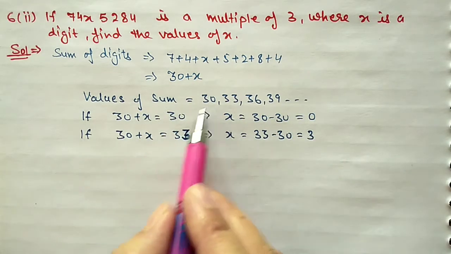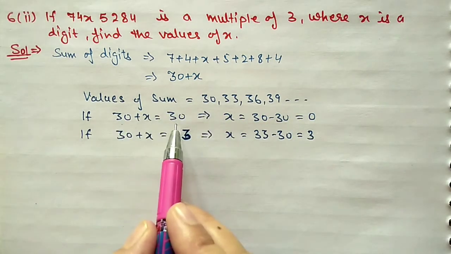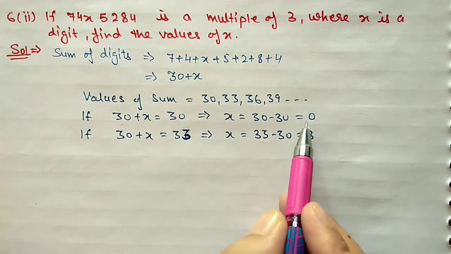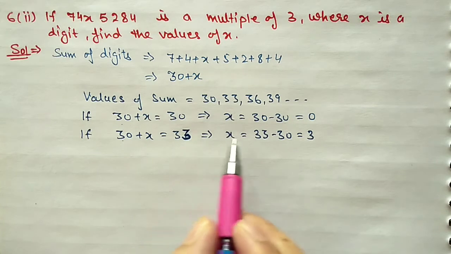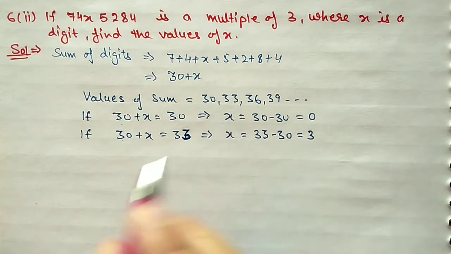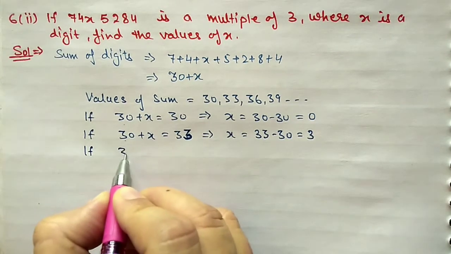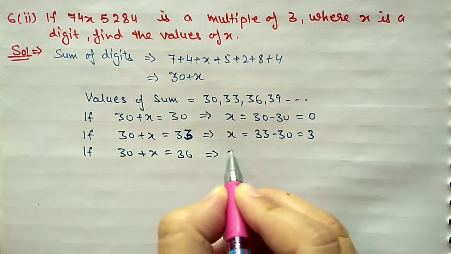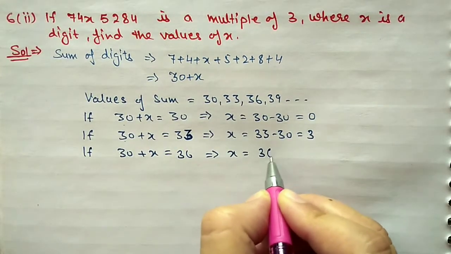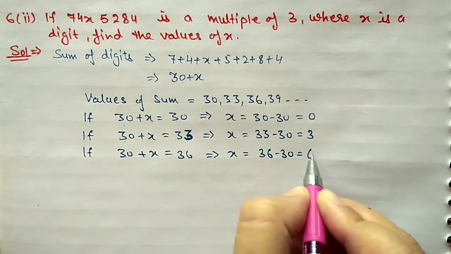So now first we will check if 30 plus x is equal to 30, in that case x value will be 0. If we take 30 plus x is equal to 33, in that case x value will be 3. If we take 30 plus x is equal to 36, then x value will be 36 minus 30, equal to 6.